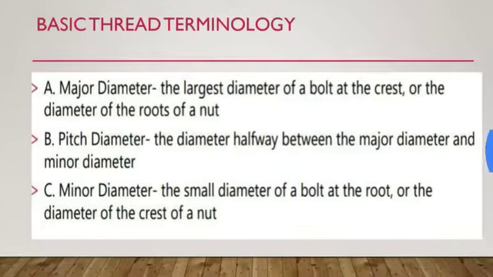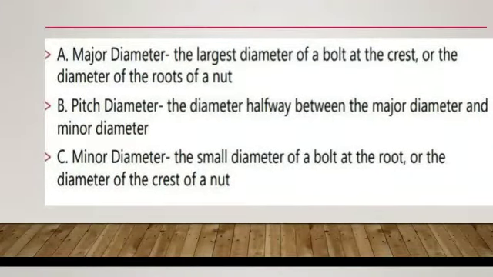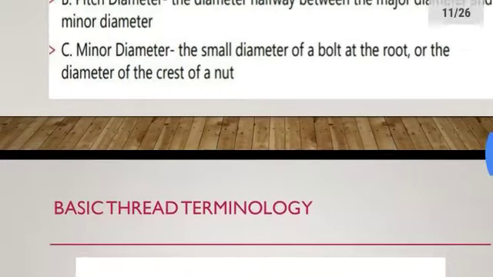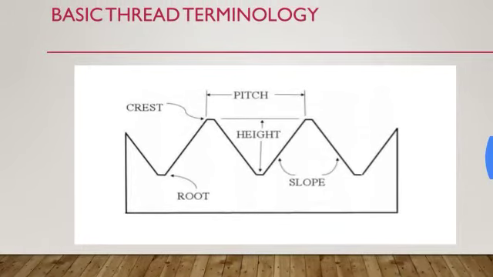The diameter halfway between the major diameter and minor diameter is known as pitch diameter. Next, minor diameter: the smallest diameter of a bolt at the roots, or the diameter at the crest of a nut, is known as minor diameter. In this figure, the top positions are known as crest and the bottom positions are known as root.